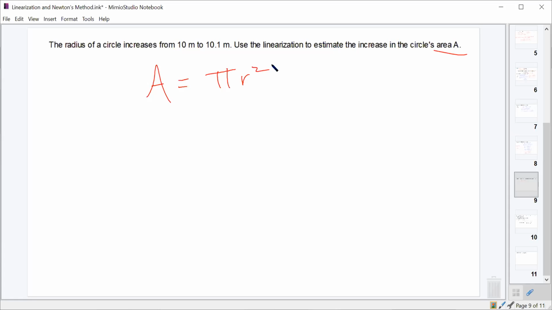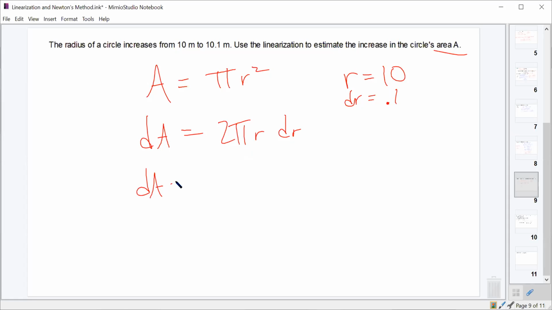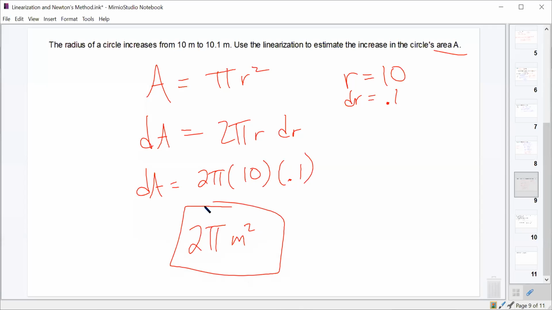And we're just going to use the differential. So dA is the derivative of this, 2 pi r dr. And what is our original r value? 10. And what should the change in our r value be? If it's going from 10 to 10.1, the dr should be 0.1. So dA ought to equal 2 pi times r times dr. And what does that give us? That the change in the area ought to be 2 pi meters squared, approximately. Any questions on that one?